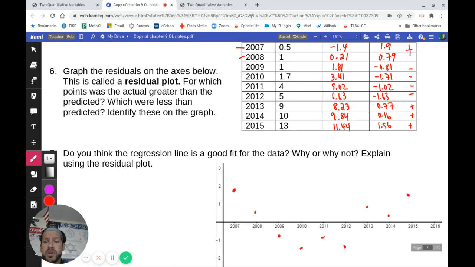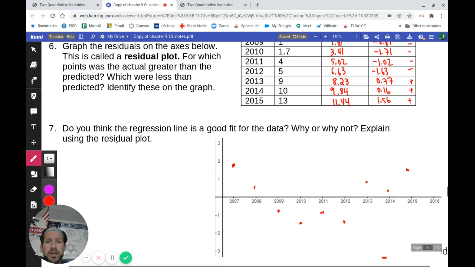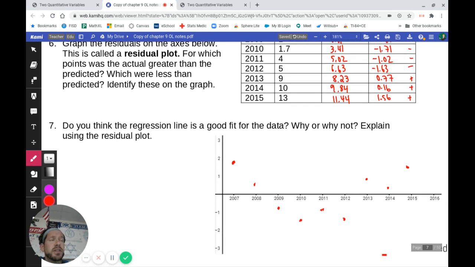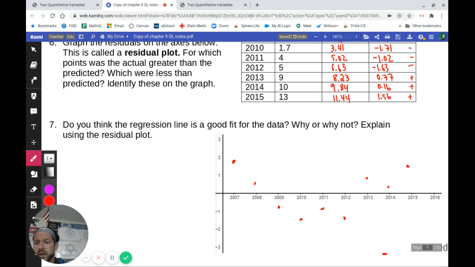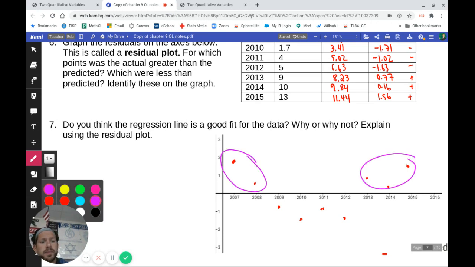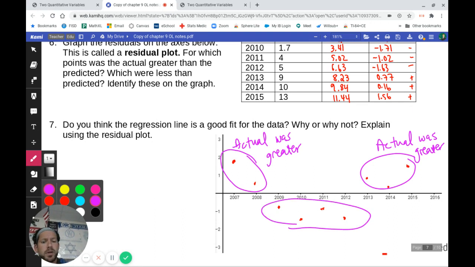And then it wants us to identify which were greater than predicted, which were less than predicted. So we can see that here and here, our actual was greater. And then below, our actual was less.